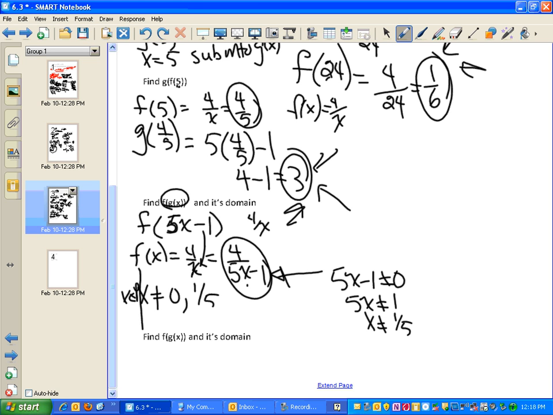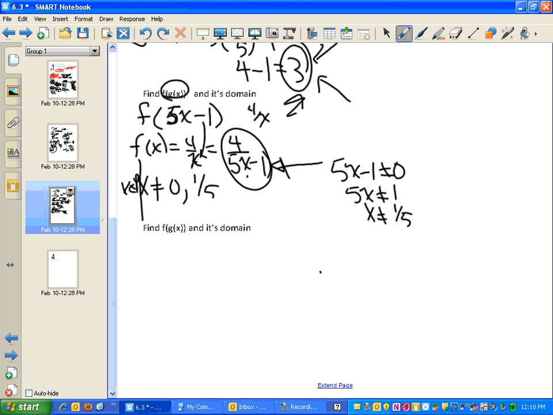All right. This is substitution, guys. This is all this is. It seems harder because you're doing polynomials, but this is substitution. So then let's do g of f of x. Let's flip it.